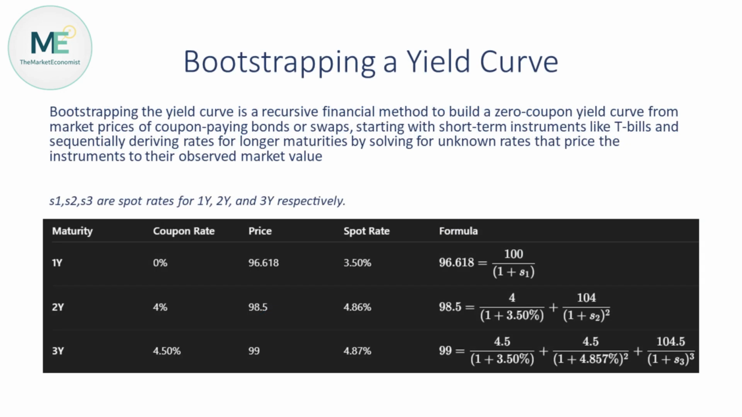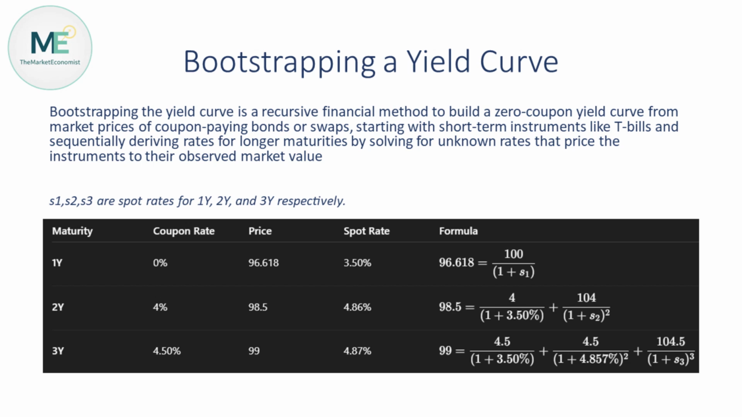Now we'll look at bootstrapping a yield curve. Bootstrapping the yield curve is a recursive financial method to build a zero coupon yield curve from market prices of coupon paying bonds or swaps, starting with short-term instruments like treasury bills and sequentially deriving rates for longer maturities by solving for unknown rates that price the instruments to their observed market value. What we are doing here is essentially we will start with the shortest maturity instrument to arrive at its spot rate, its yield, and then we'll build on plugging that spot rate into the equation to arrive at the second spot rate. Let's look at an example.